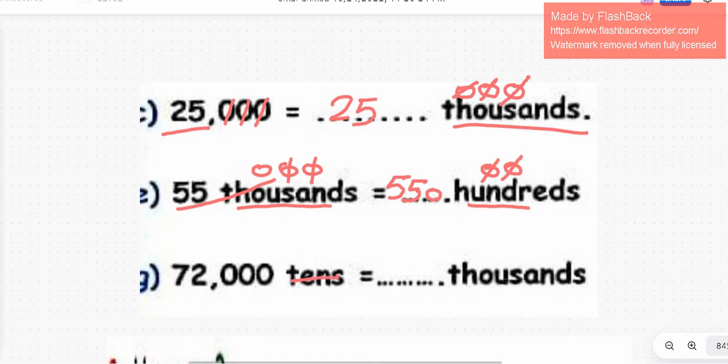Cross the word tens and put 1 zero. Change the word 1,000 with 3 zeros and let's cancel together. The first, the second zero, the third zero with the third zero. Now what do you have? 720.